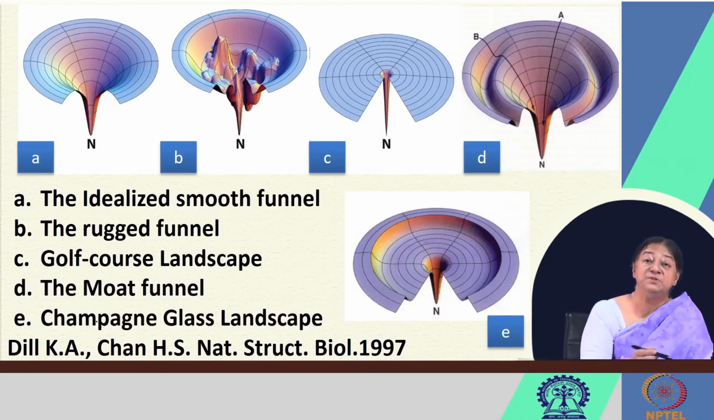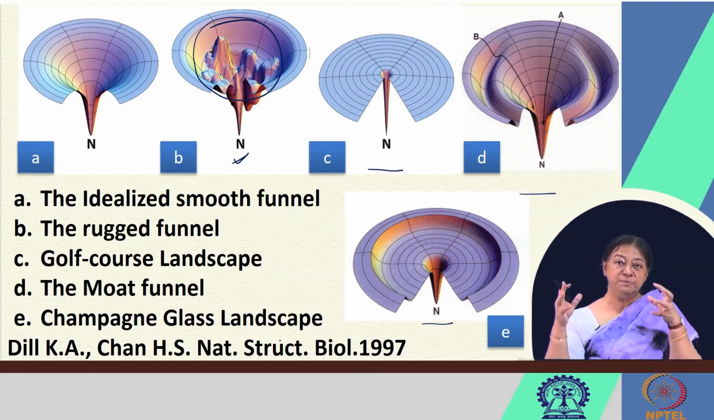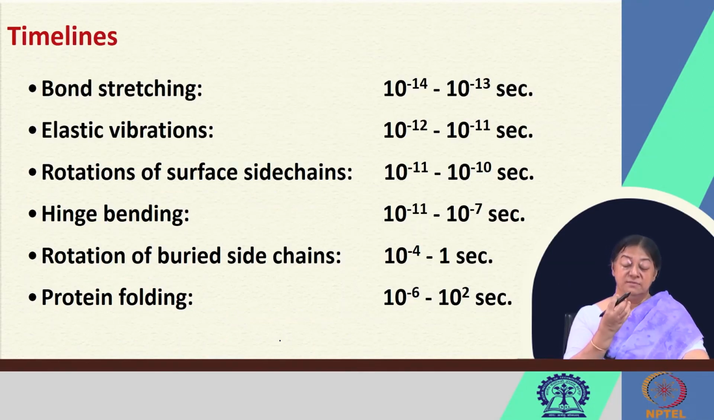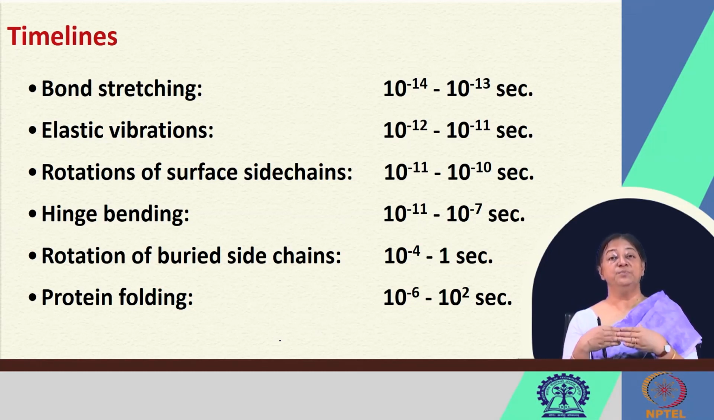If we look at the different types of folding funnels, we have a smooth funnel, we have the rugged funnel. This funnel is what we see, where we see different possibilities of the states. We have this golf course type, the moat funnel and a champagne glass type funnel. So, these are the different types of energetics that we can look at when we are trying to calculate the overall energy minimum of our structure that we know has these specific amino acids that are linked to each other in three-dimensional space. So, if we cannot get an experimental observation, we go for computer prediction methods.